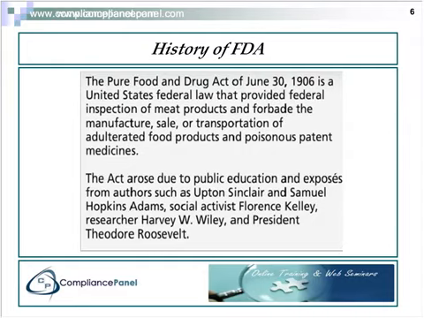The next big moment in FDA history was the Pure Food and Drug Act of June 30th, 1906. Here, federal law provided for federal inspection of meat products and forbade the manufacture, sale, or transportation of adulterated food products. I'm sure some of you remember The Jungle by Upton Sinclair. You might have had to read it in high school or in college, where they went through the meat processing plants in Chicago. Well, based on what was published by Upton Sinclair, this Pure Food Act came out in 1906.